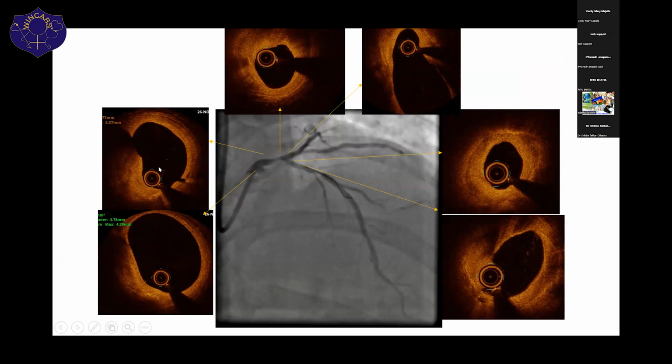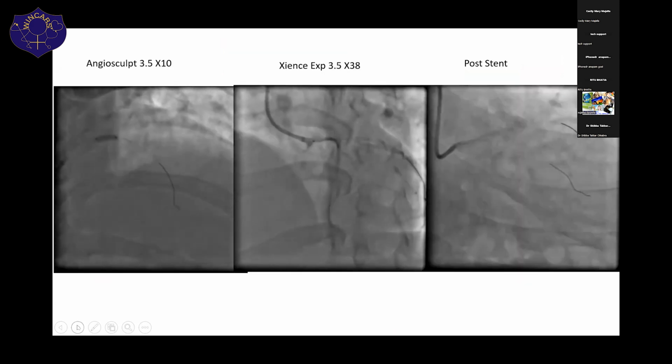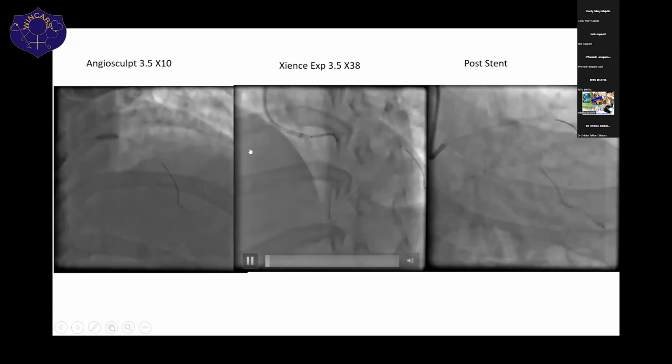And as you come proximally, you can see the huge left main. It was 4.4, but as we came proximally, the luminal area was more than 4.55. So at this point of time, we decided to prepare with an angioscope. Then we did a stent expedition, and this is the post-stent.